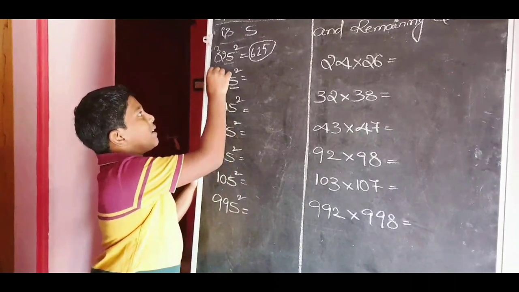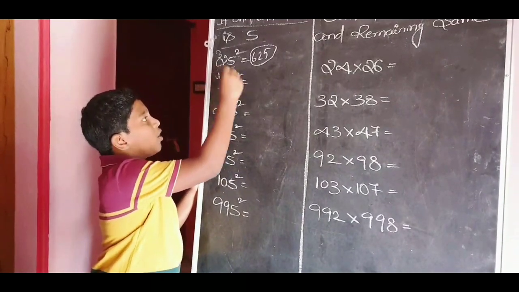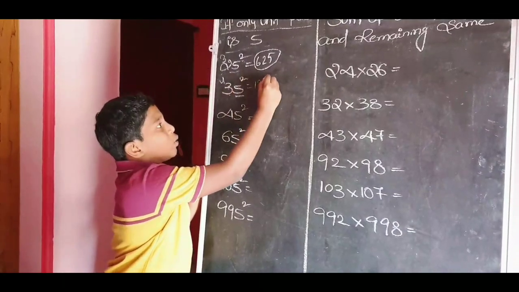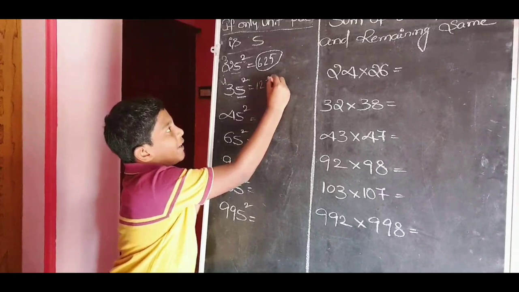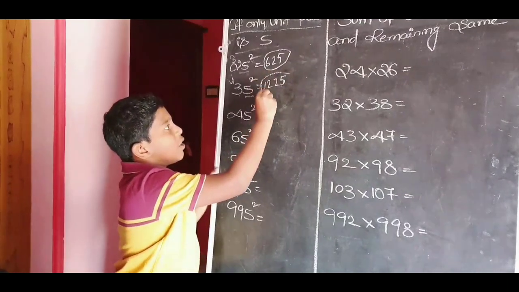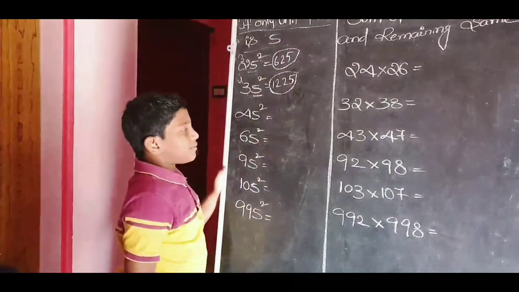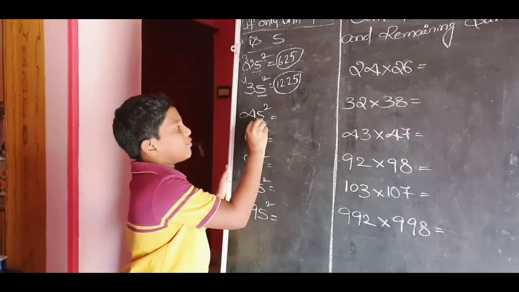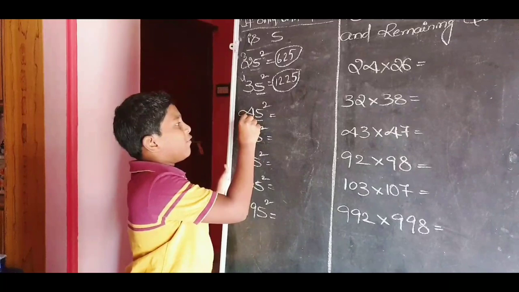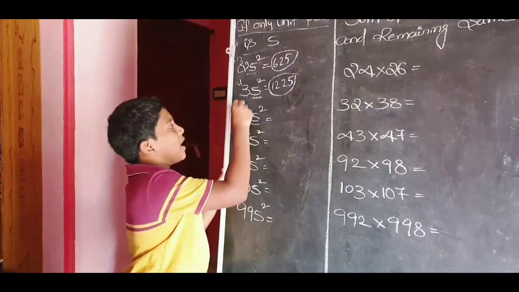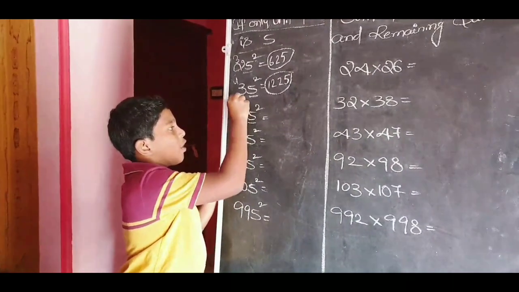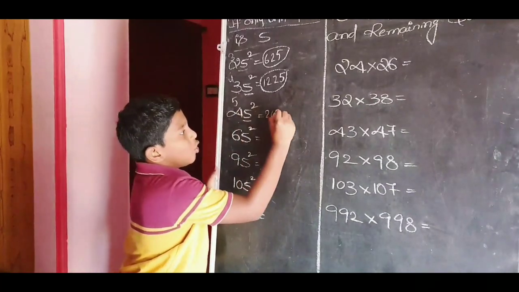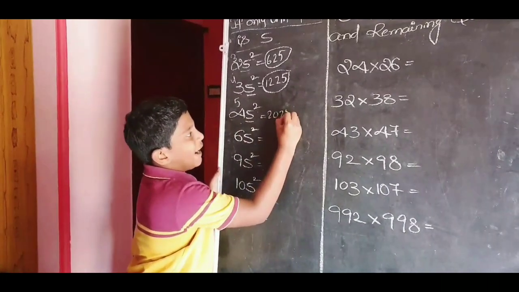35 square. If the unit place is 5, remaining 3. Next number 4. 3 4s are 12 and 5 square 25. The answer is 1225. 45 square. If the unit place is 5, remaining 4. Next number 5. 4 5s are 20. 5 square 25.